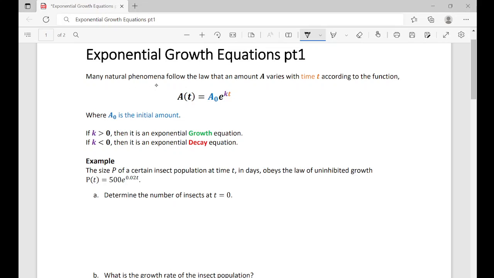Many natural phenomena follow the law that an amount A varies with time t according to the function A(t) = A₀e^(kt), where A₀ is our initial amount. If k is greater than 0, we call it a growth equation. If k is less than 0, we call it a decay equation.